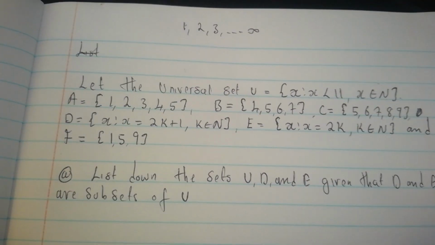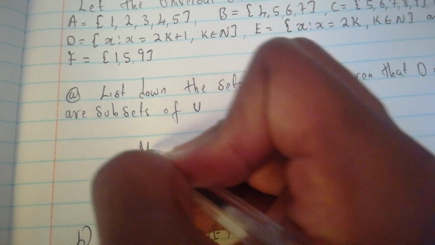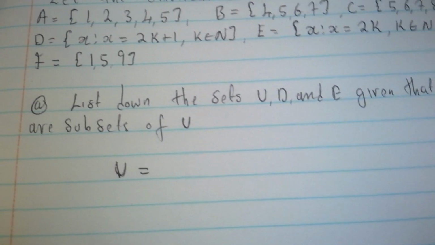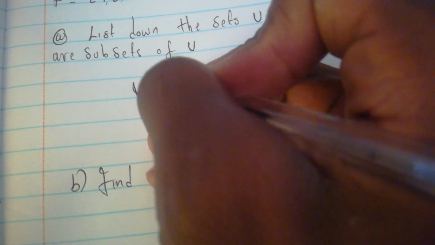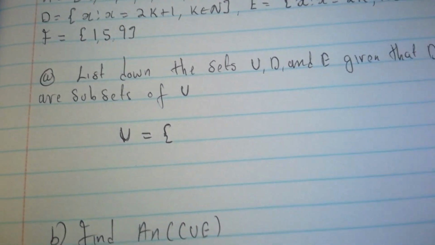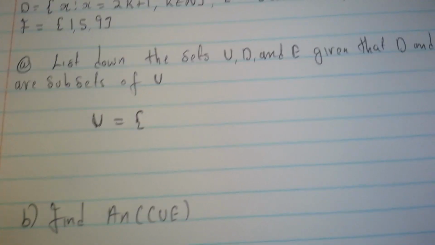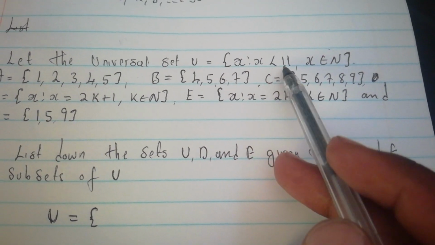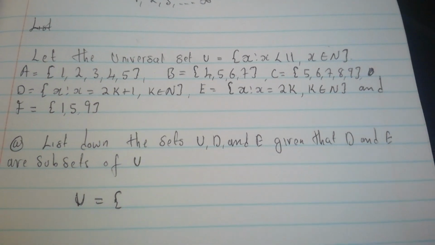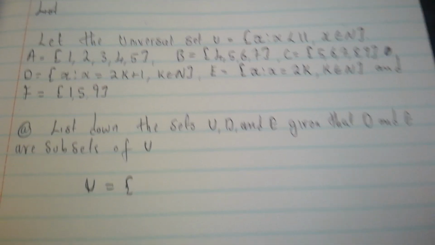We'll start with set U. We want to list the set, so remember to add braces. You need to put the elements in braces. Now, set U: remember the set builder notation. They're saying x is such that x is less than 11 and it's a natural number. So go into the set of natural numbers and list those which are less than 11.